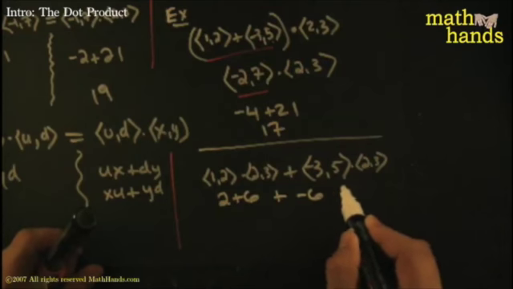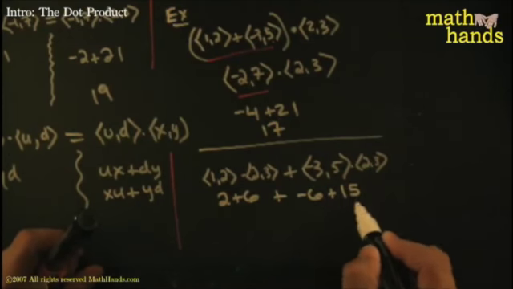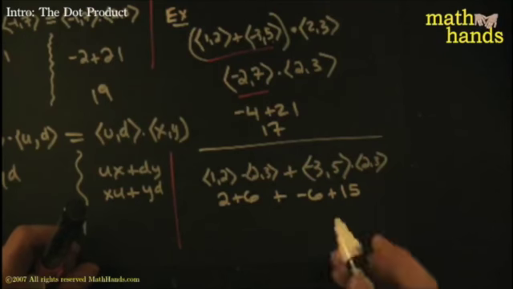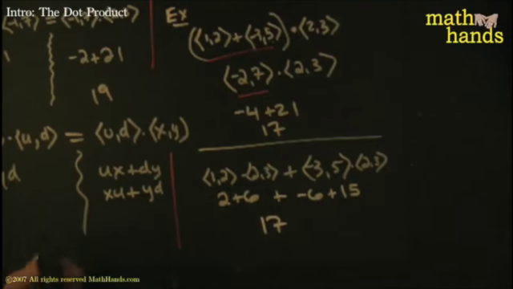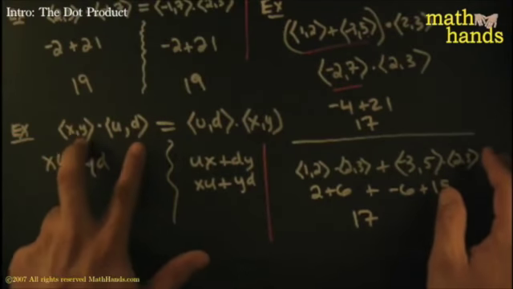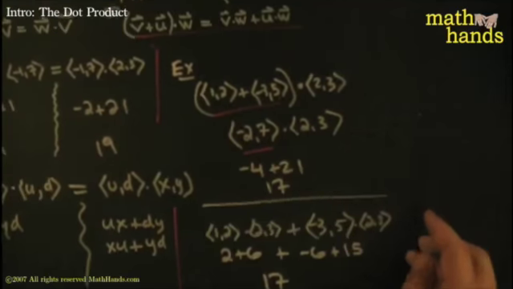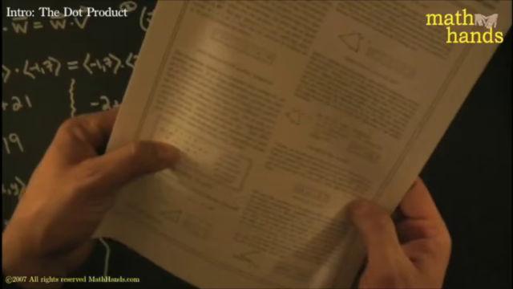You got 1, 2 plus -3, 5. That gives you a grand total of -2 and 7 dotted with 2, 3. So I added these two first, and I got that. Now you dot these, and you get -4 plus 21. Of course, that gives you 17.